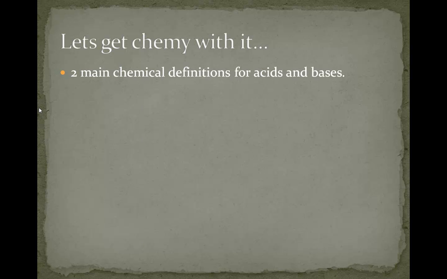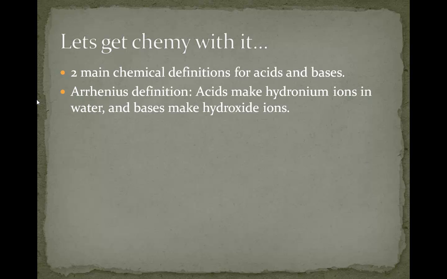There are two main definitions for acids and bases that we use in Science 100. These aren't the only definitions, but they're the ones that we're going to focus on. And the first one is the Arrhenius definition. Acids make hydronium ions in water, and bases make hydroxide ions.